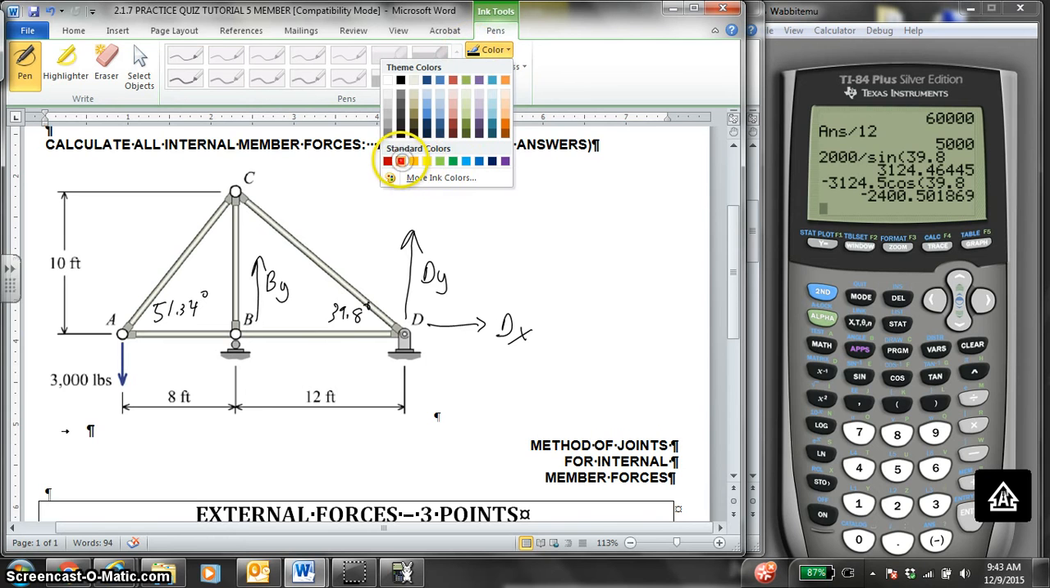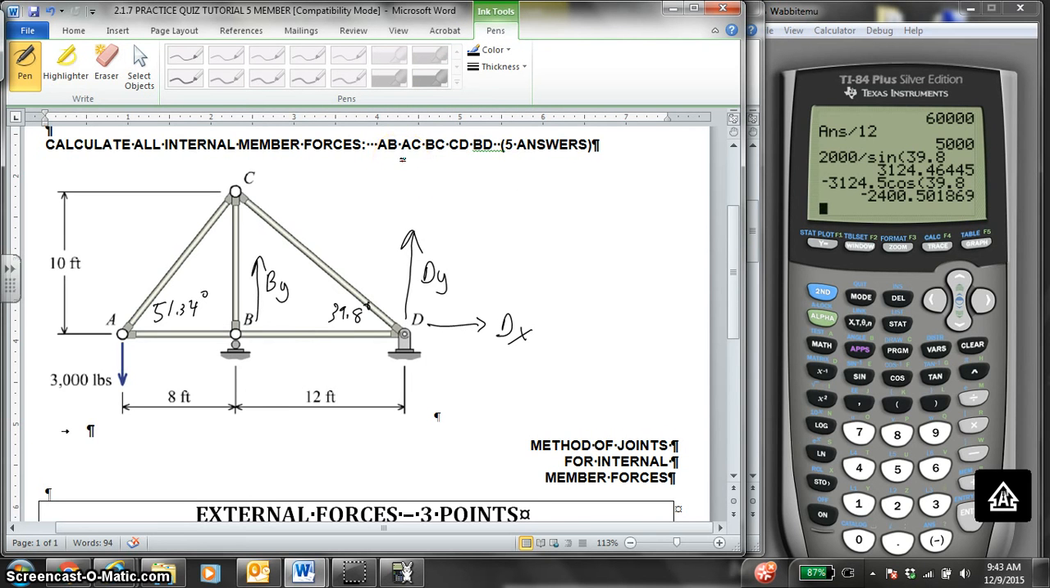let's use red here. We found the external forces Dy and Dx. It ended up Dx being 0. Dy is negative 2,000, or 2,000 pounds down, because By is 5,000 lb up. This was in the part 1 video.